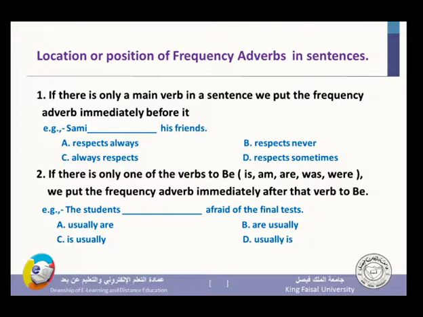Location or position of frequency adverbs in sentences. As I told you, if we have a main verb, the adverb is to be located before it, but if we have an auxiliary like is, are, was, were, the adverb comes after it. Let me give you examples. The students afraid of the final tests. The students usually are. The students is usually. The students are usually. The students usually is. Of course, B is the correct answer simply because usually, the adverb, comes after the auxiliary are. And of course, we have to use are, not is, because we talk about plural, which is students.